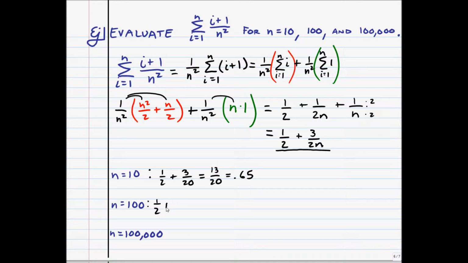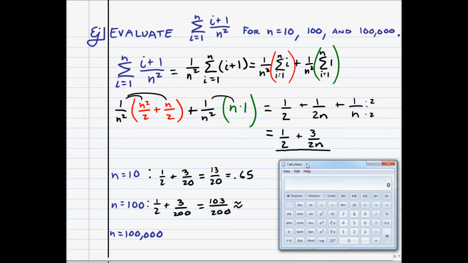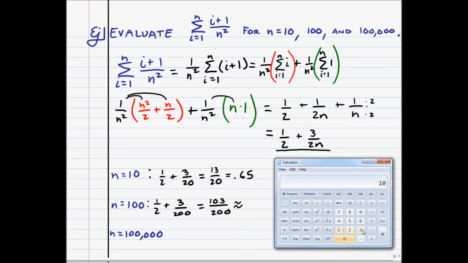So for the next one, what happens with 100? Well, we get 1/2 plus 3 over 200, and that is equal to 103 over 200. It doesn't seem like that's very remarkable at all. But we could get an approximate value, and I'm not going to pretend that I can do that in my head. I'm not going to cheat like that. That'd just be rude. 103 divided by 200 is equal to 0.515.